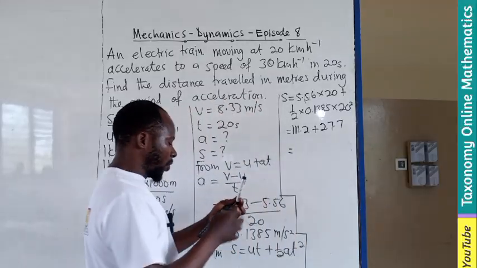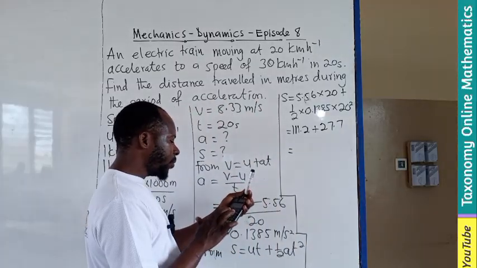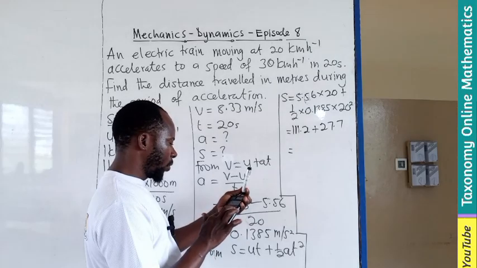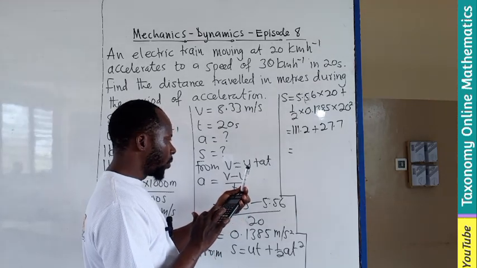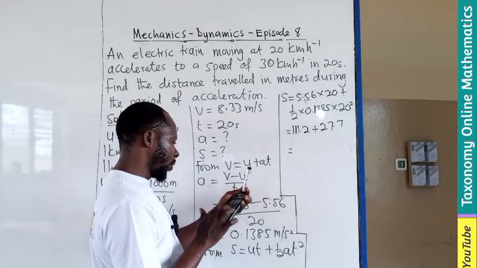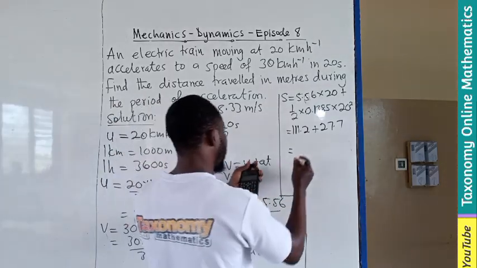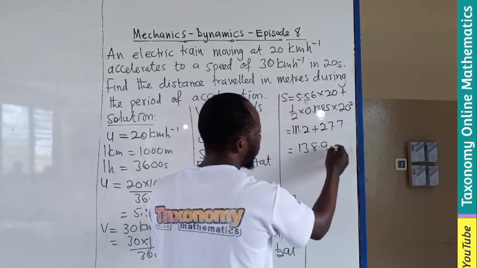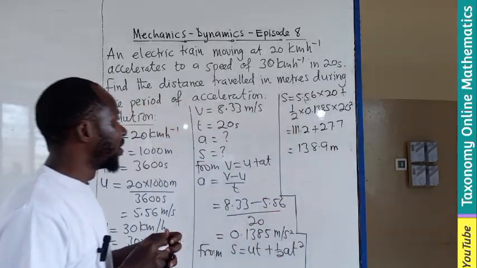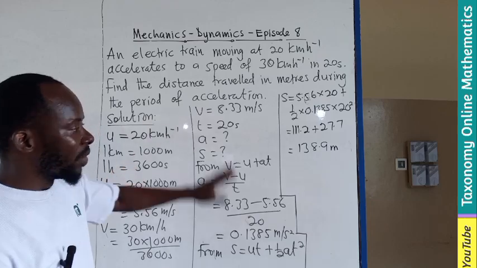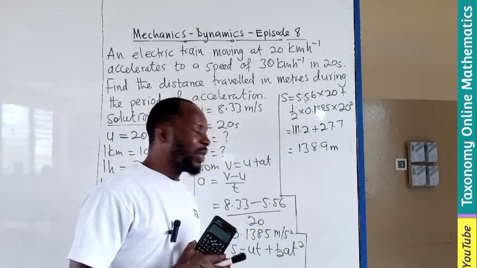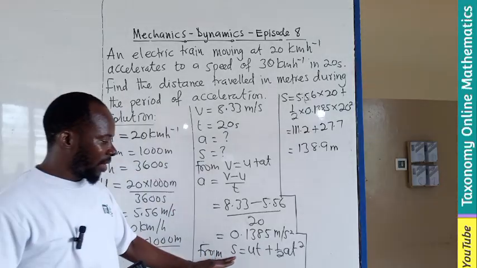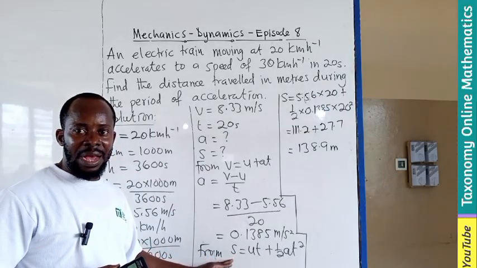The second term is 27.7. Adding all together, that will be giving you 138.9 distance, in meters. So the distance traveled during the period of acceleration is going to be 138.9 meters, just by using the second equation.